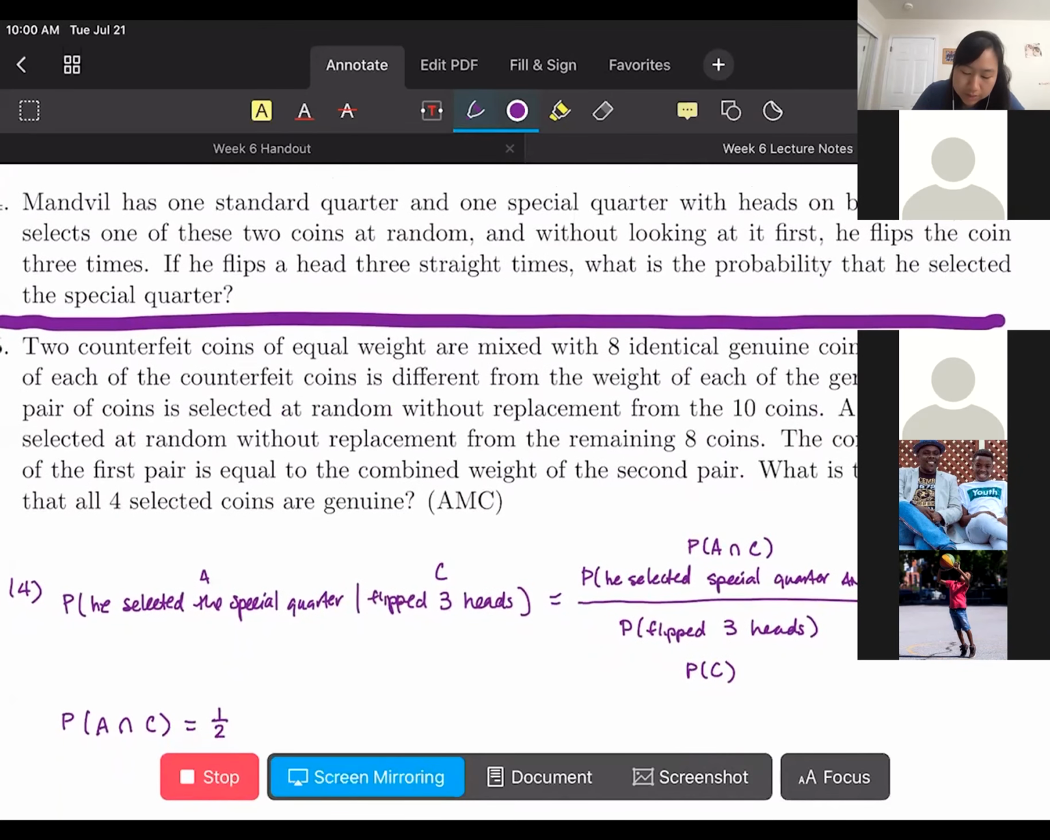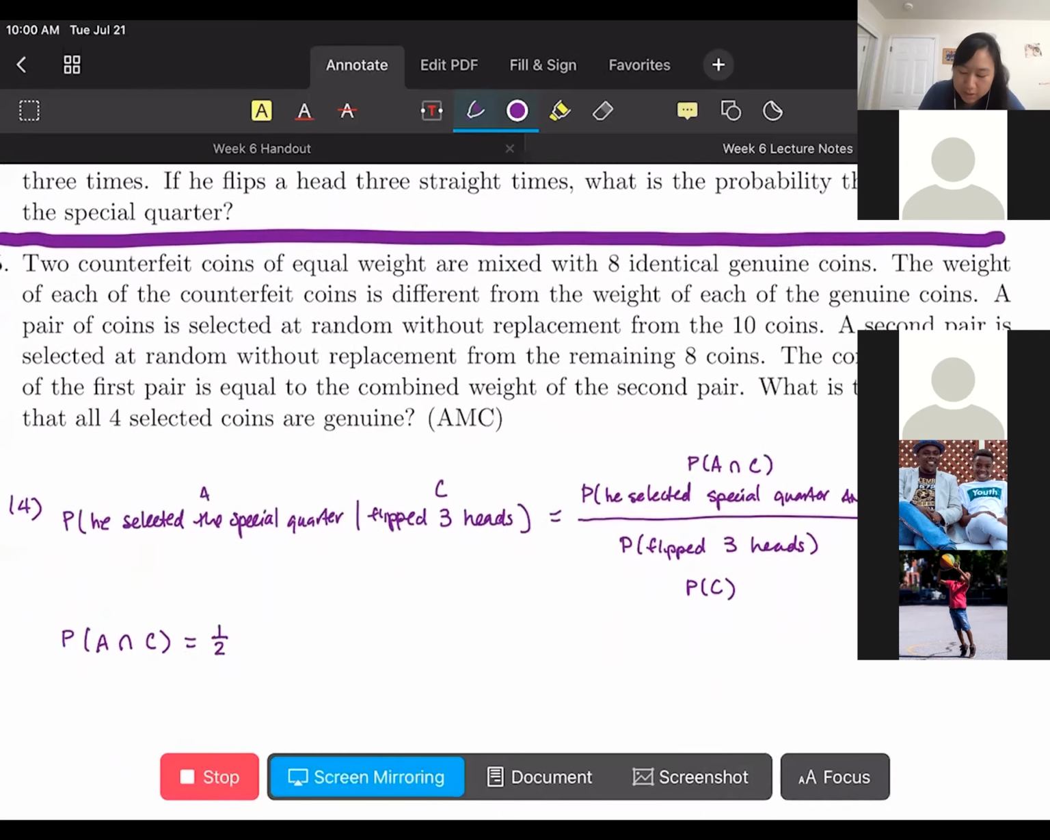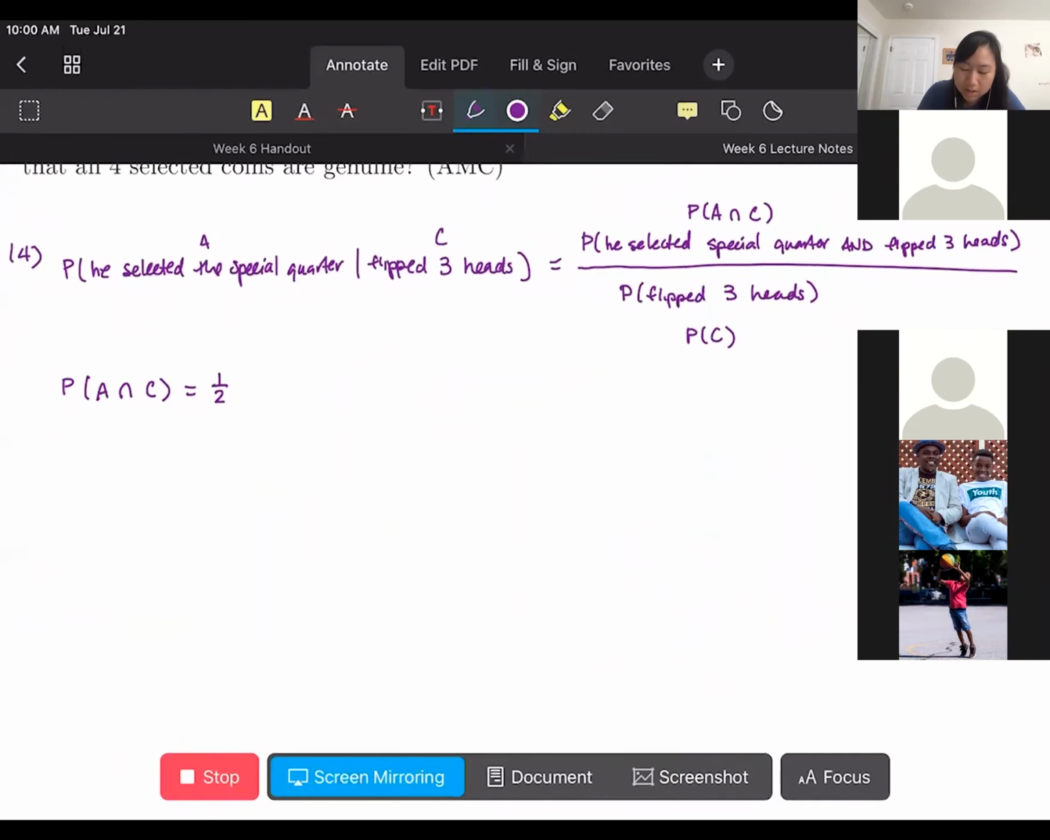So you're close. It's 1/2 probability that he selects the special quarter, but then the special quarter has heads on both sides. So if he selects the special quarter, he's going to flip 3 heads with probability 1.